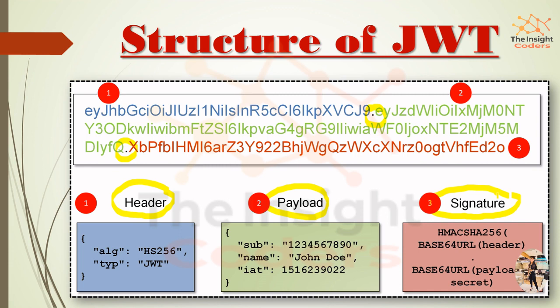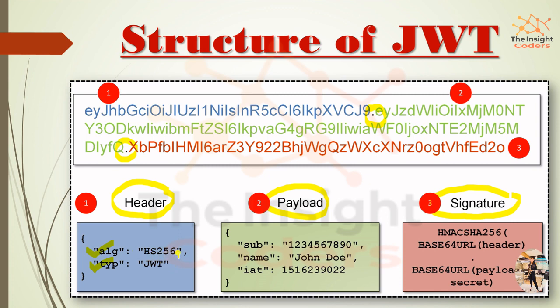So this is a very basic structure of JWT, and here you can see what exactly we have covered in these three categories. The very first category is the header. The header generally tells what type of token it is, that it is a JWT token, and which algorithm we have used to sign it. It is HS256 in this scenario.